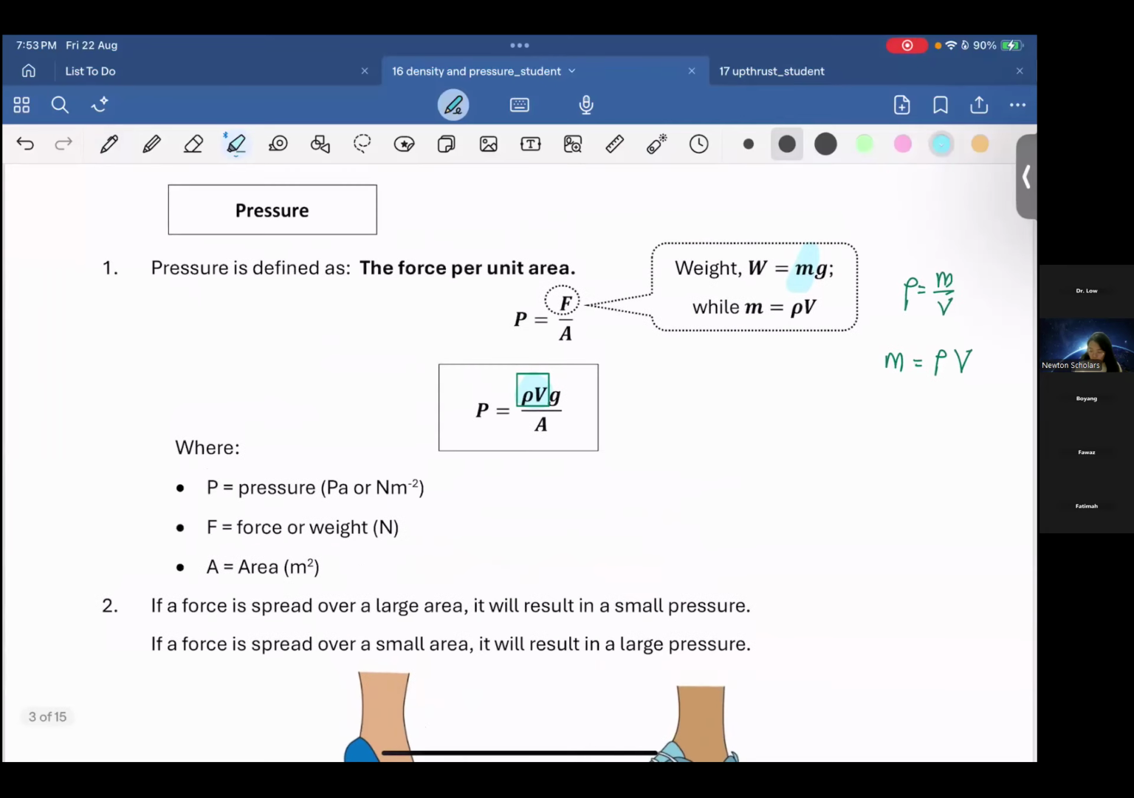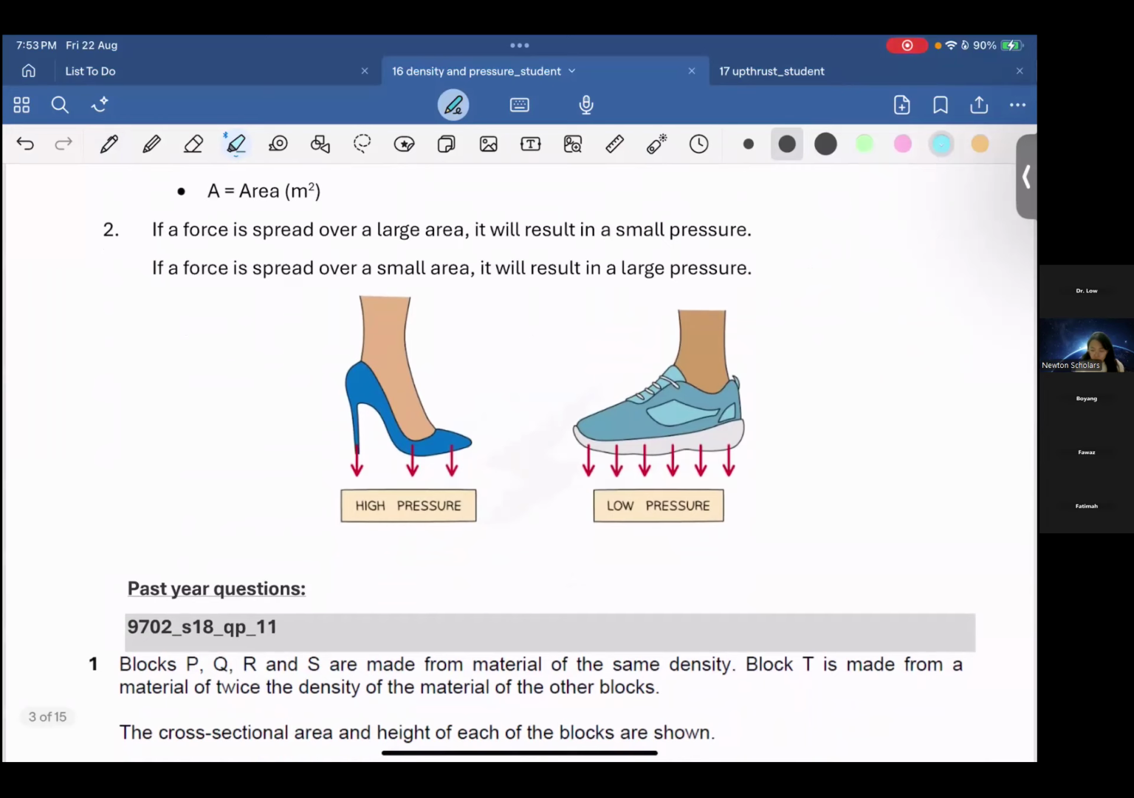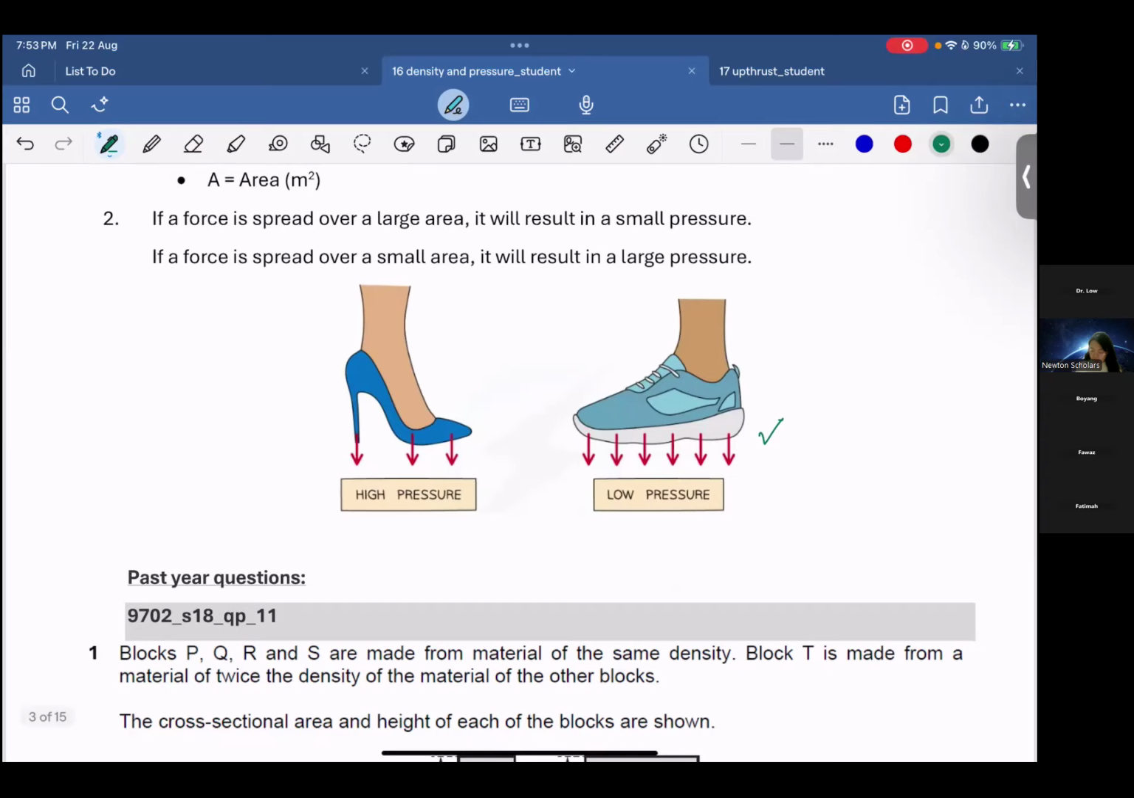The pressure unit is Pascal. If using the formula to derive the unit, it will be Newton per meter squared. If a force is spread over a larger area, it will cause a smaller pressure. So if you're wearing sports shoes, the pressure is very small. But if you're wearing high heel shoes and trying to run in the field, you will find that you keep sinking into the mud, because of high pressure. This one we already learned.